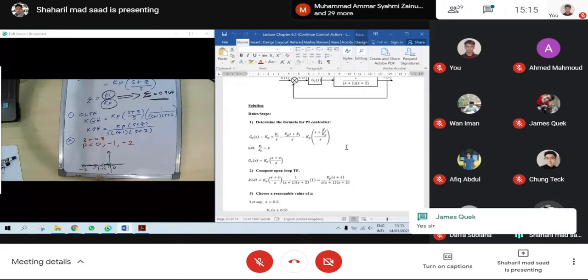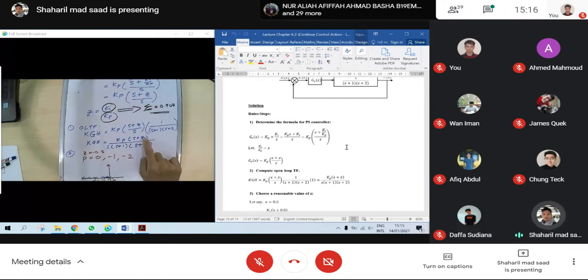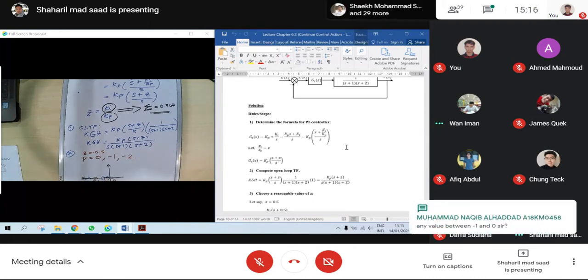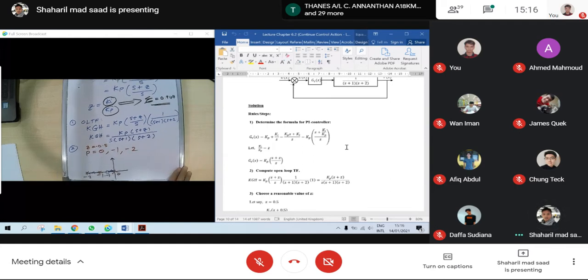Our objective is to find Ki and Kp here. However, we have Z here, 0.5. So you can choose any value that you want. Yes, correct, any value from minus 1 to 0. Okay, good.